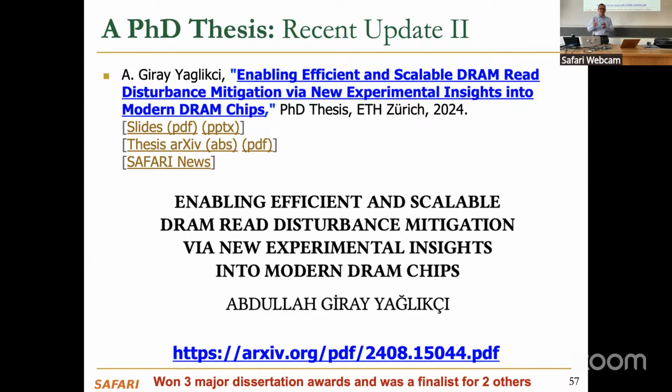That's one example. There are many, many other examples that they have found. He looked at the spatial variation of which cells are more vulnerable, which cells are less vulnerable. Let me give you the basic insight that he found. Essentially, there are some cells that are extremely vulnerable to RowHammer, but most cells are not that vulnerable. So if you can somehow figure out this distribution, you can design a much better, much more efficient solution.